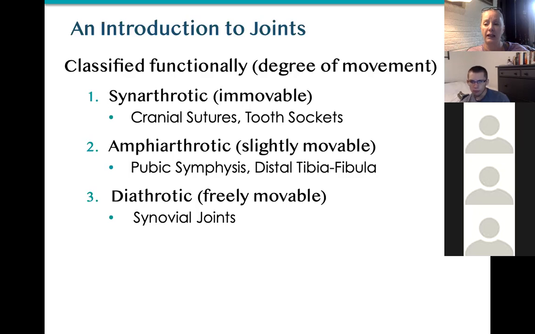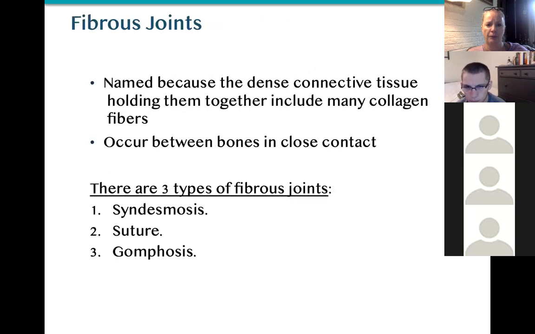Amphiarthrotic is slightly movable, okay? So amphi is also kind of like amphibian, right? Can be on land and can be in water. So amphi is slightly movable, somewhere in between the synarthrotic and what we get to next, the diarthrotic. And the diarthrotic basically is synonymous with synovial joints. It's functionally classed as freely movable.